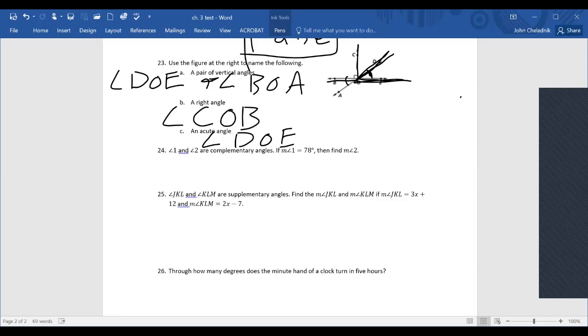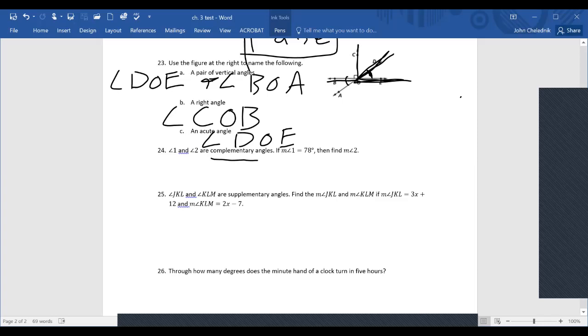24. Angle 1 and angle 2 are complementary angles. If the measure of angle 1 equals 78, then find the measure of angle 2. Complementary, recall, that means they add up to 90. And so, if one angle is 78, the other angle must be 12, because 12 plus 78 equals 90.